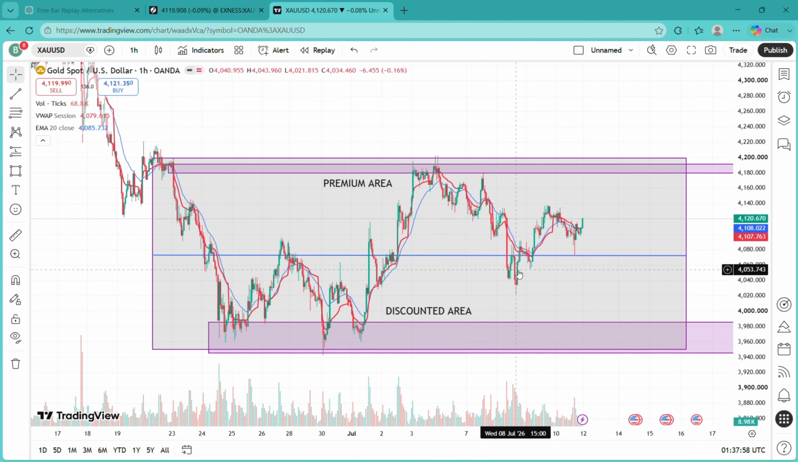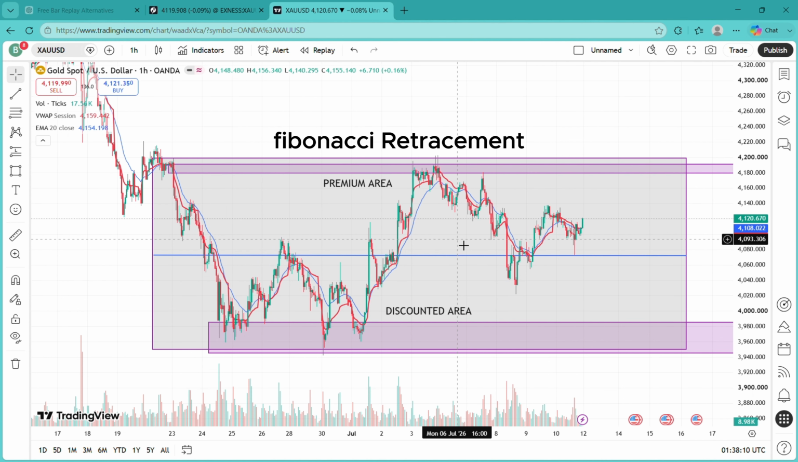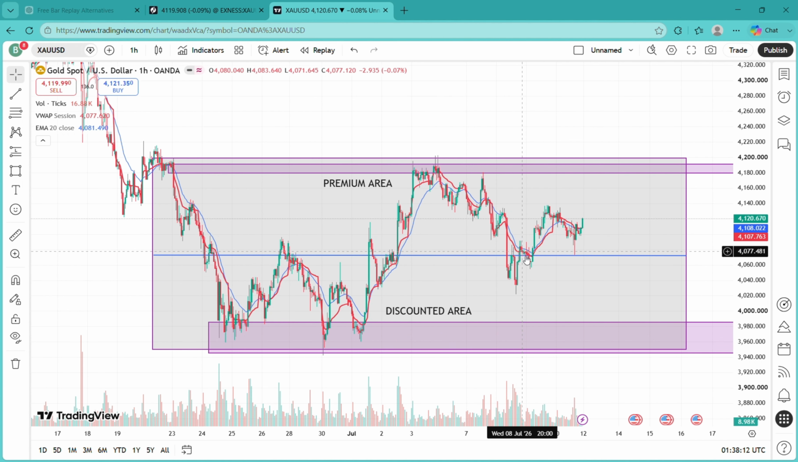But of course, if we are in a short position, we enter here in a premium area and we exit at the nearest swing low. So for example, we enter here and we exit in this below 50%. And also you can use the Fibonacci retracement so that you can identify where you need to exit in your trade. So now you understand the premium area and discounted area.